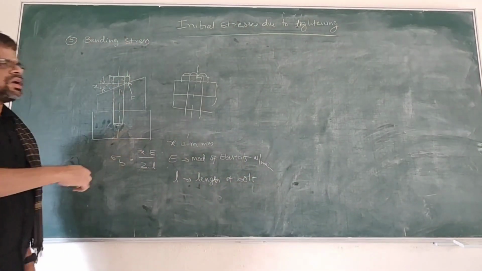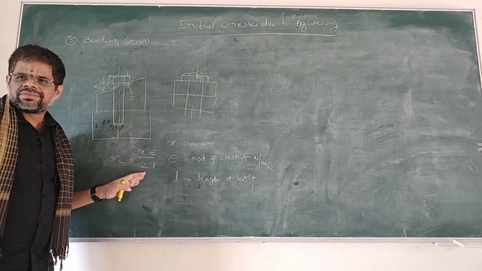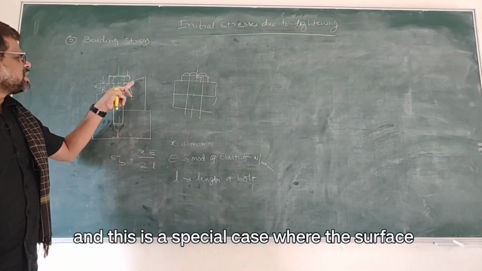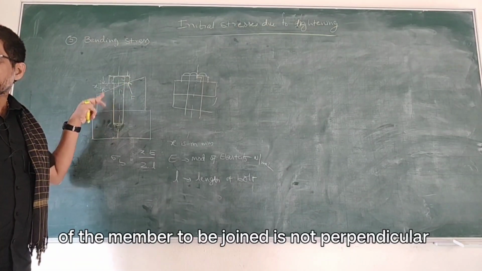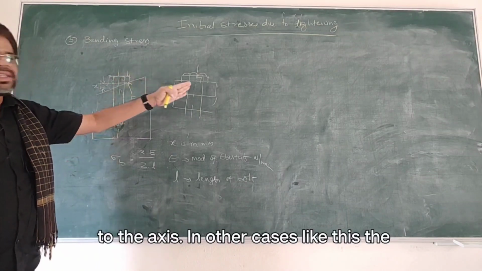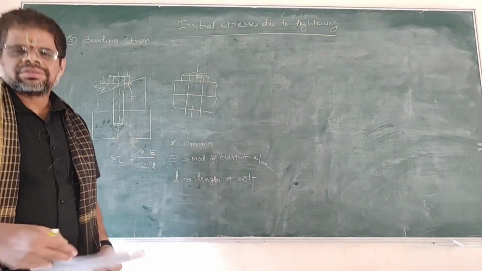So by using this formula you can calculate the bending stress, and this is a special case where the surface of the member to be joined is not perpendicular to the axis. In other cases like this, the bending stresses are not developed. Okay.